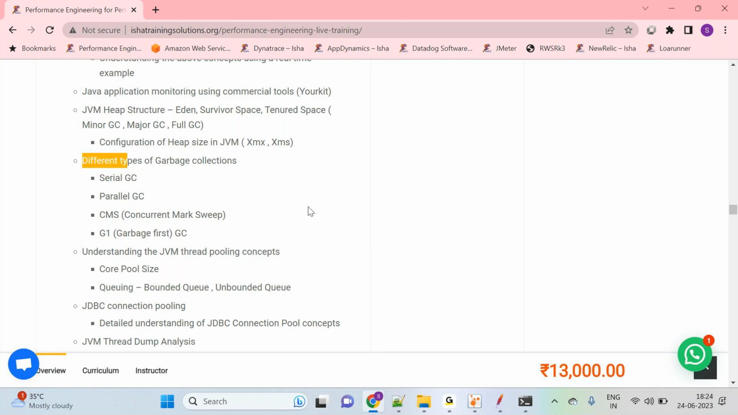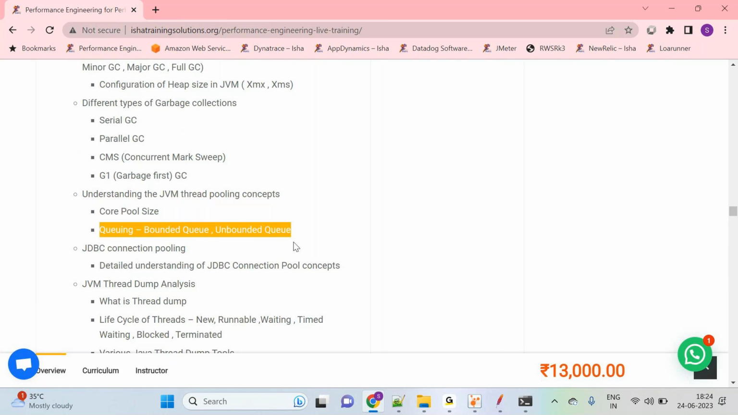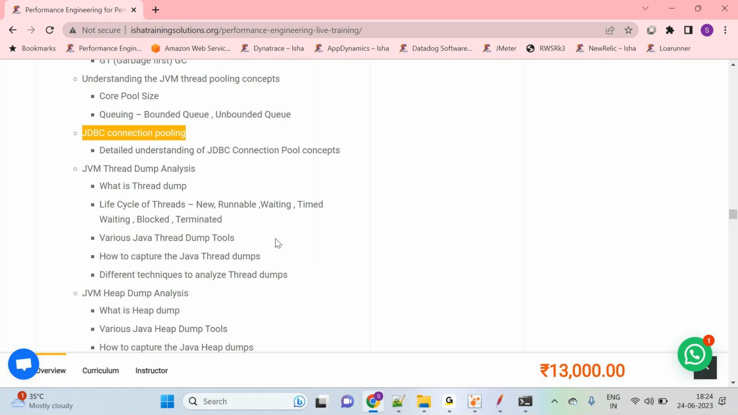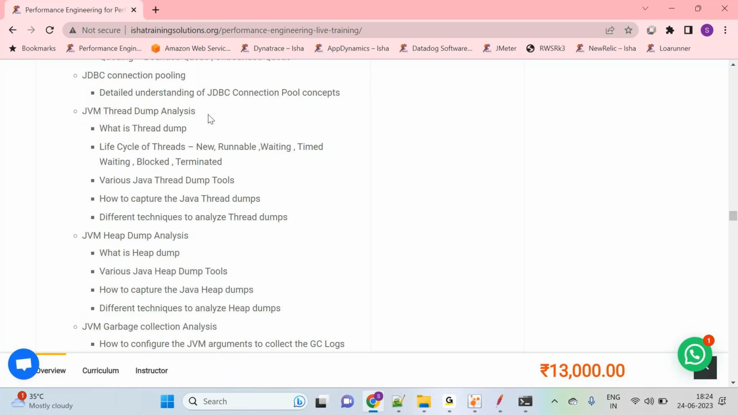And then JVM thread pooling concepts also we are going to discuss. What core pool size means, what max pool size means, what bounded queue means, what unbounded queue means, like that. And then JDBC connection pooling, a fundamental understanding about JDBC. I mean, in a database, in order to establish a connection, how the connection object is taken and what concept is happening, that also we are going to discuss. And then a very important thing, thread dump analysis. Very important, guys.